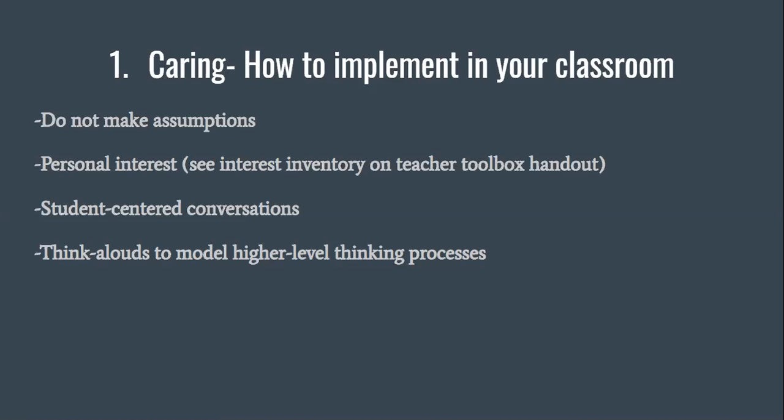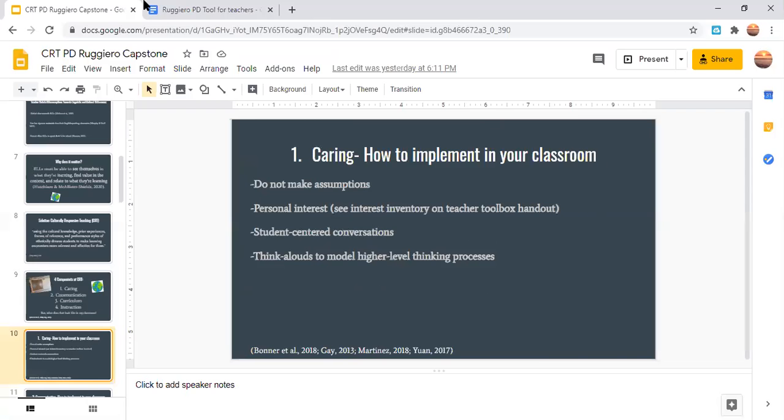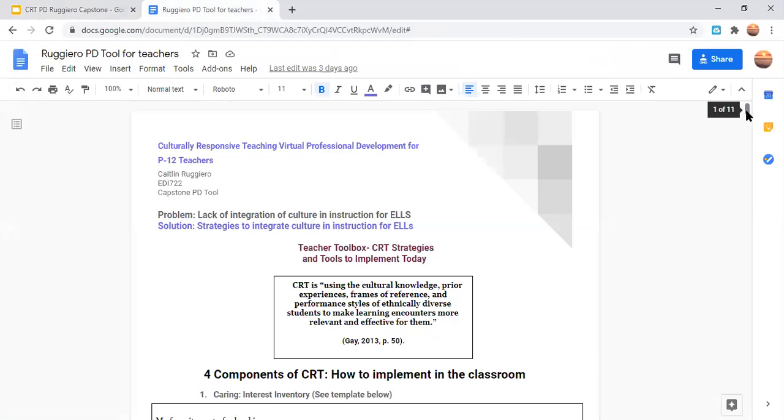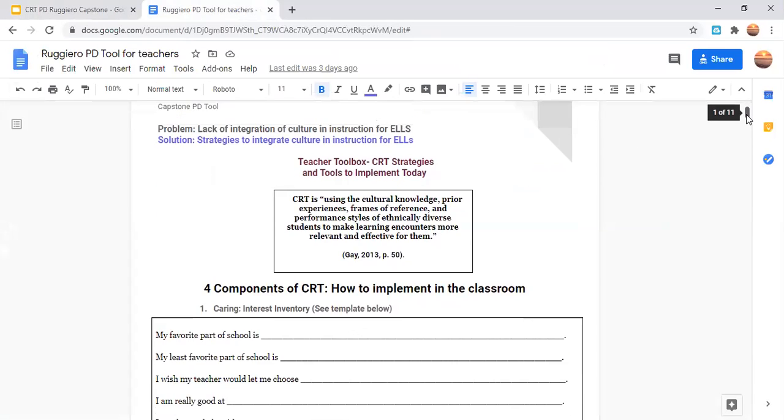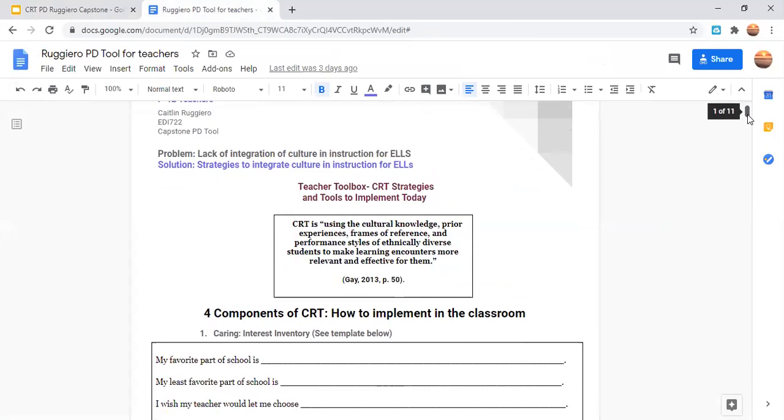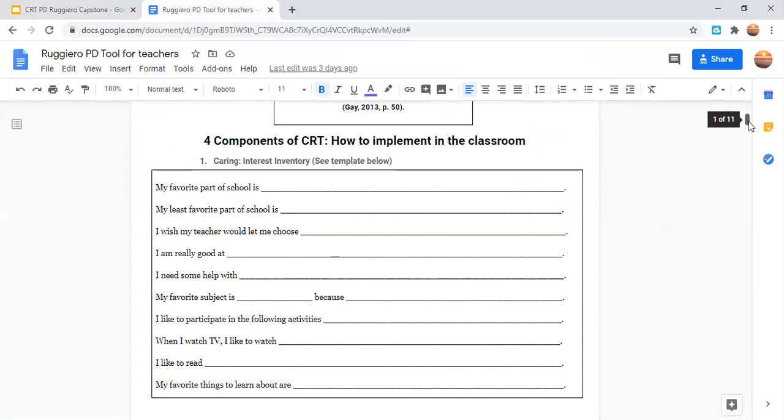So interest inventories should be implemented and used by educators in the beginning of the year to learn about their likes, dislikes, and hobbies. So I'm going to show you what the interest inventory looks like. Attached, this is what your toolbox handout looks like. And this is your interest inventory. So per Gay's 2013 CRT strategies, this is one of the ways to show that you care for your students by taking a vested interest in them.